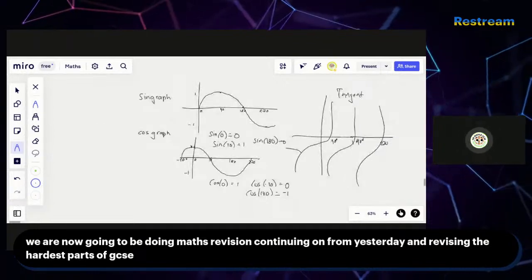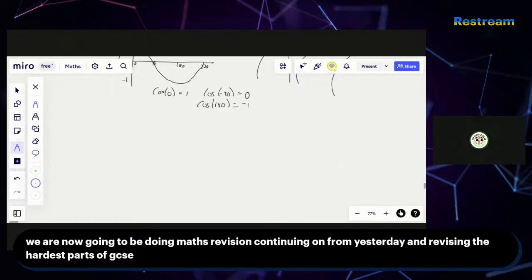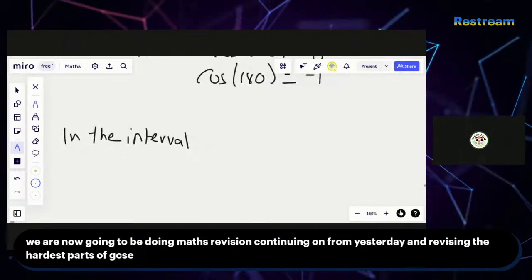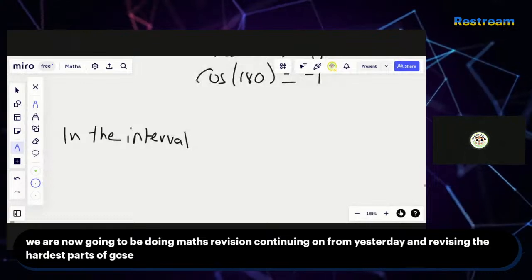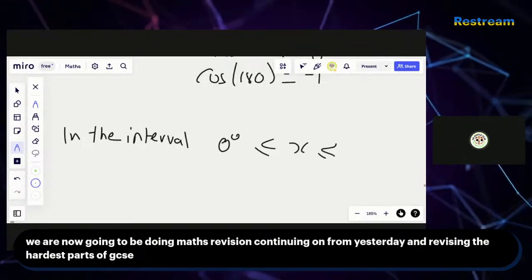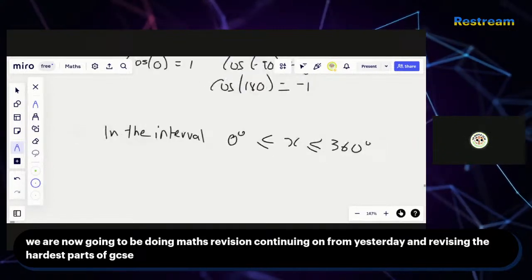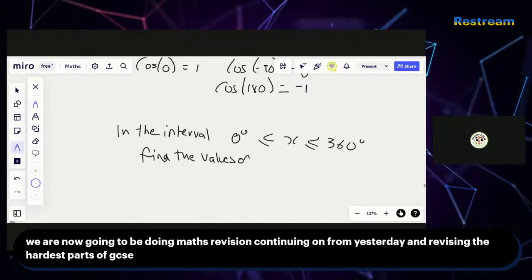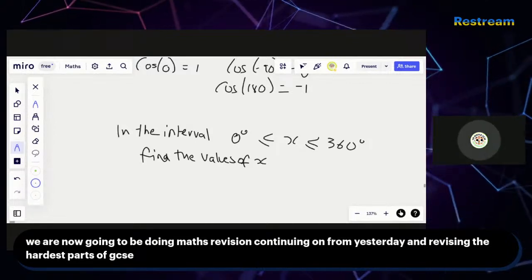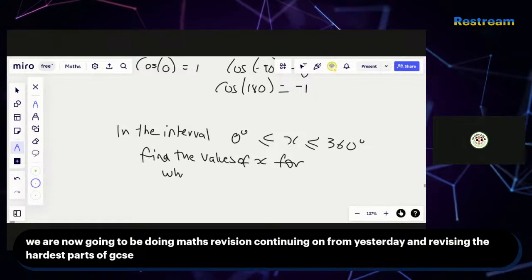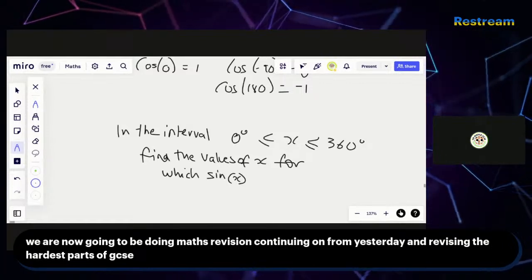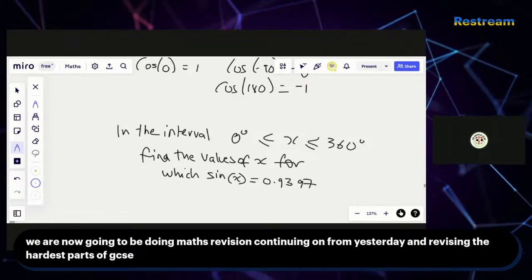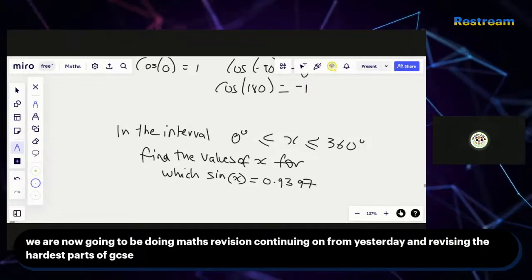And you could get a question like this. In the interval between 0 and 360 degrees, find the values of x for which sine x is equal to 0.9397. Give your answer to the nearest degree.